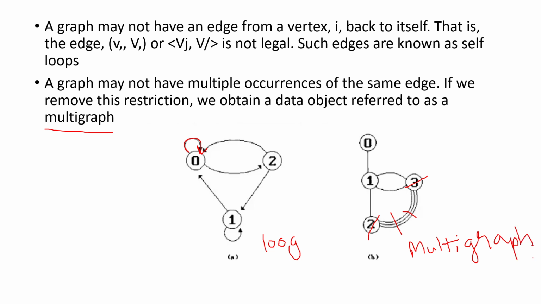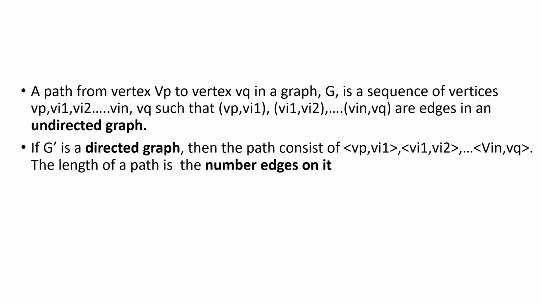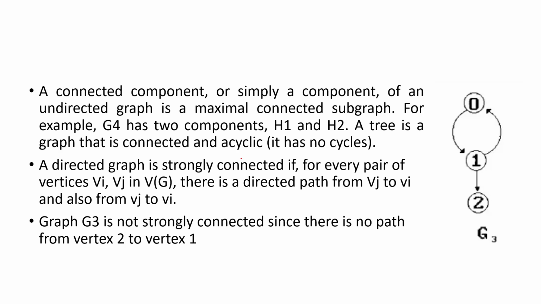This is the loop. This is a multi-graph. A path from vertex VP to VQ in a graph is a sequence of vertices VP, V1, and so on. These two are the starting and ending points, and all these are the edges. If it is a directed graph, then the path consists of these. So VP, VI1 and VI1, VP are entirely different, but in case of undirected, you can write it a different way.